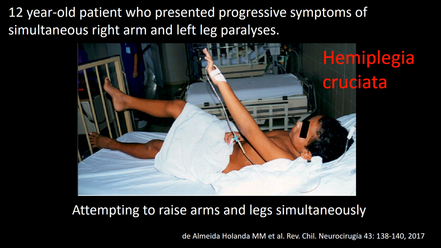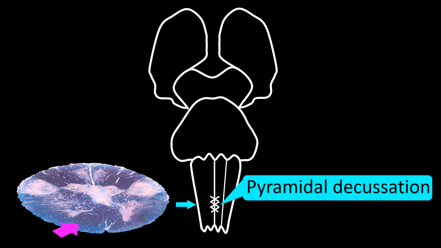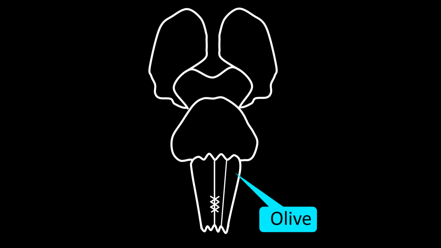This is called hemiplegia cruciata. It is due to a lesion at the site shown by the red burst. The arm fibers are injured after crossing and the leg fibers before crossing. Okay, so no more about the pyramid decussation, but before leaving the medulla, I just like to mention that to the side of the pyramid is the olive.